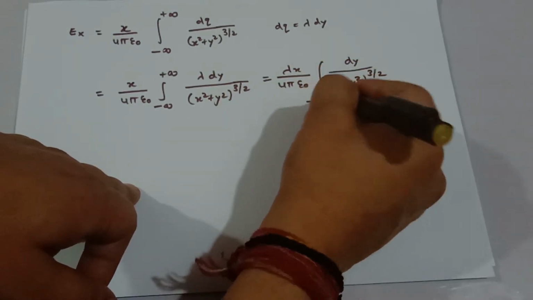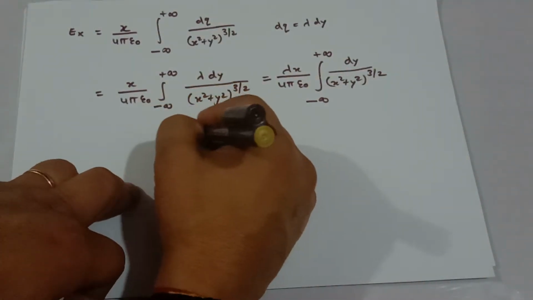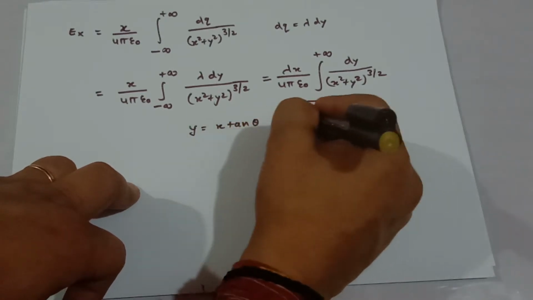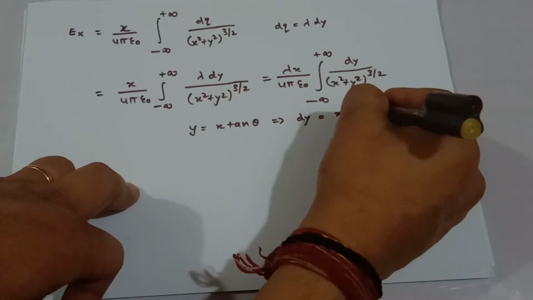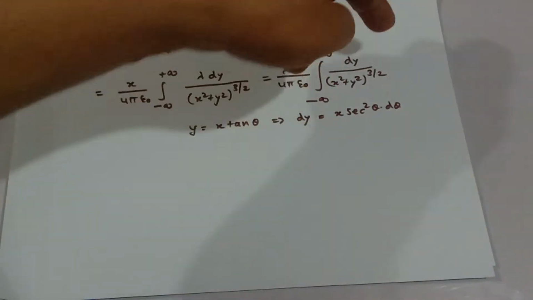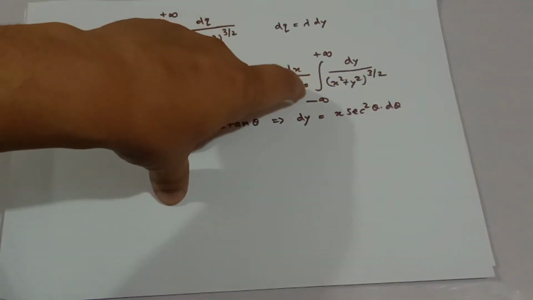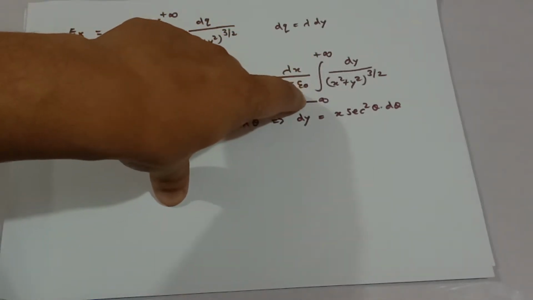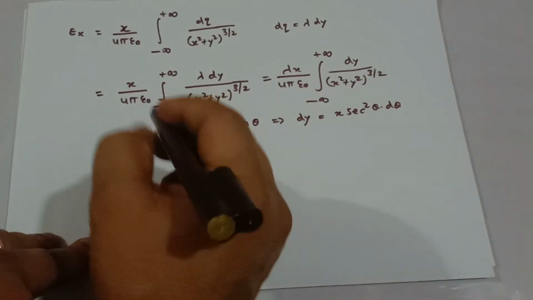The limit is from minus infinity to plus infinity, and we know that y could be written as x tan theta, or dy could be written as x sec square theta d theta, and then you can put these values here. Of course, when everything is converted into theta, the limit from minus infinity to plus infinity would be converted to from minus pi by 2 to plus pi by 2.